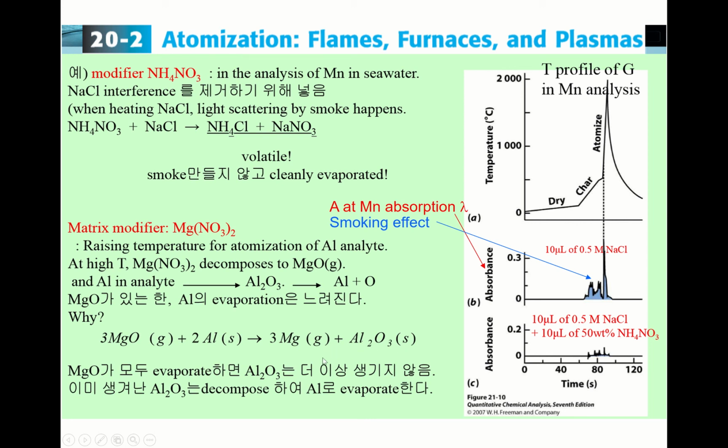First, the magnesium oxide evaporates, and without this magnesium oxide, no more aluminum oxide forms. Then this aluminum oxide is decomposed to aluminum, and this aluminum is evaporated.